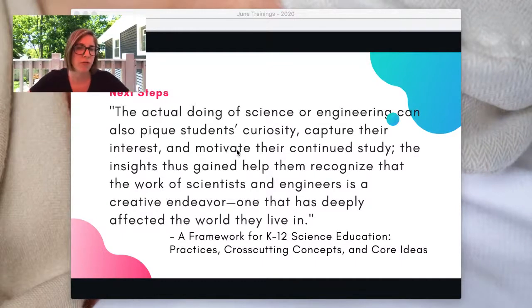So this is a quote from the framework. The framework is what the NGSS were based on. If you go to the NGSS, excerpts are pretty much taken from the framework, almost verbatim or verbatim, I can't remember.